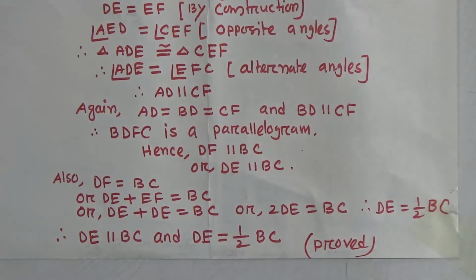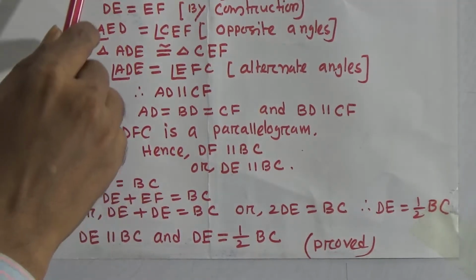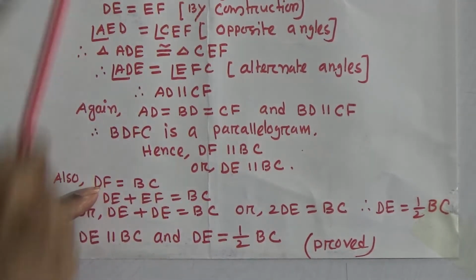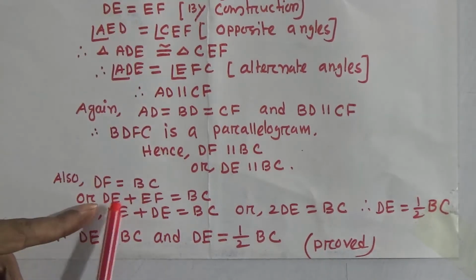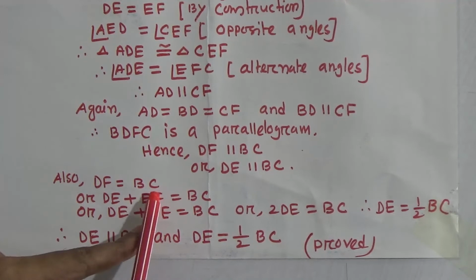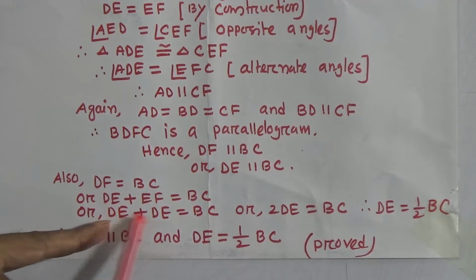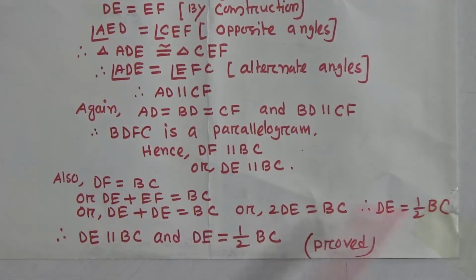Now, look, DF equal to what? BC. DF equal to BC. And DF means DE plus EF. DE and EF are equal, therefore DE plus DE, that means 2DE equal to BC. Hence, DE equal to half of BC, that means divide by 2. Both sides divide by 2, then you get DE equal to half of BC. Hence, we can say DE parallel BC and DE equal to half of BC. Okay, student? Now, I hope you understood.